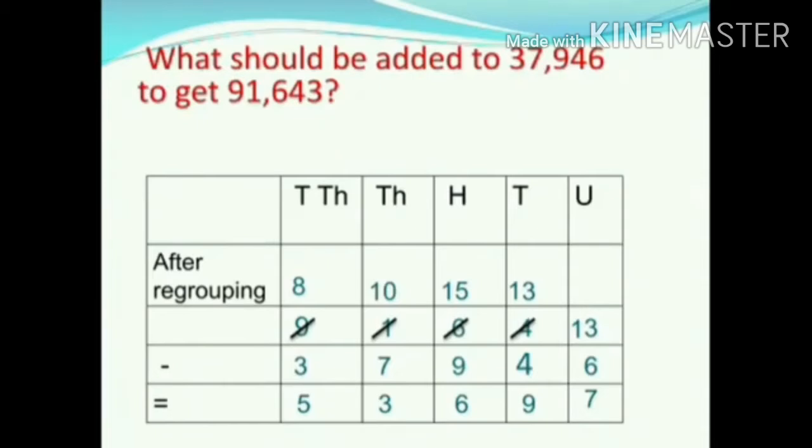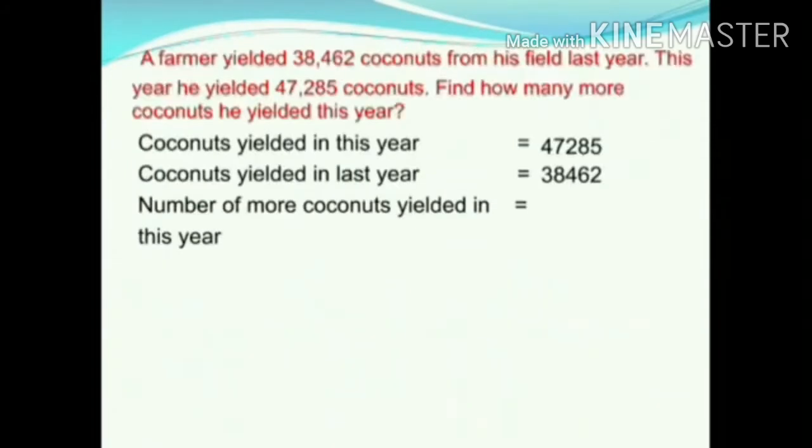3,697 should be added to 37,946 to get 91,643.